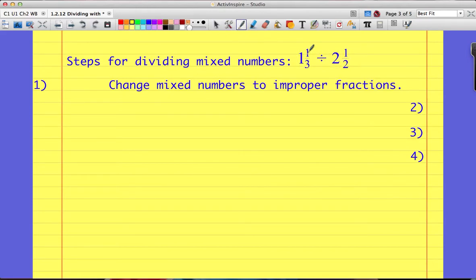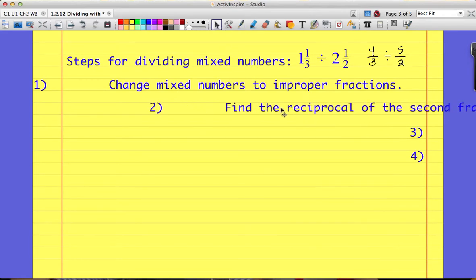So any mixed number that I have needs to change to an improper fraction. In this case, we get 3 times 1 is 3, plus 1 is 4. So now my problem is 4/3 divided by 2 times 2 is 4, plus 1 is 5 over 2. Because I'm not changing how many I want in each group, I'm just changing it to say this 1 whole group is actually equal to 3 whole pieces, plus the one that I have left over gives me 4 pieces, and I want 3 in each group. Same thing for 5 over 2.